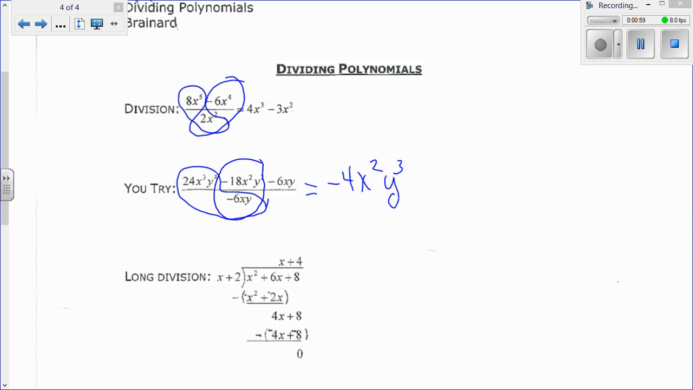Now I'm going to divide my middle two terms. Negative by negative is positive, so it's plus 3x, because x squared divided by x is x. Y squared divided by y is y. And then the last term is negative 6xy divided by negative 6xy. Because they're both negative, it becomes positive. Because they're exactly the same, we put a 1 in its place.